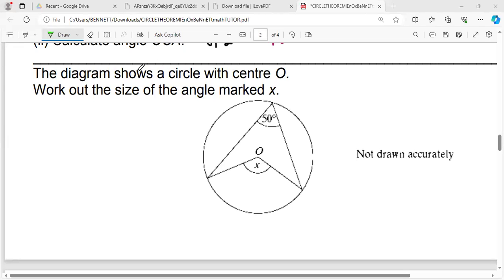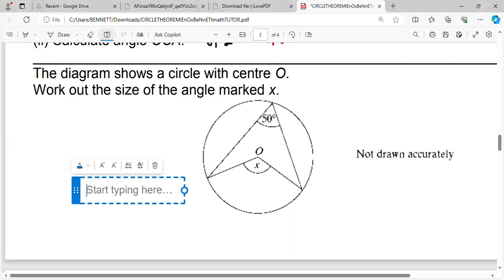Alright, this one says the diagram shows a circle with center O, so this is the center, right? Work out the size of the angle marked X. If you look at it closely, you can see that this angle is the angle at the center, while this is the angle at the circumference. And CXC wants us to use the rule, right? We know that the angle at the center is twice the angle at the circumference.